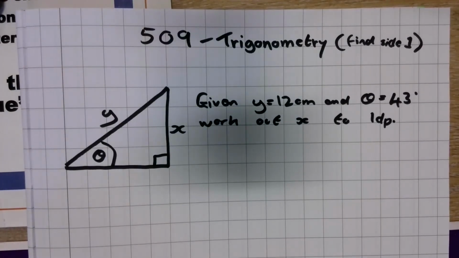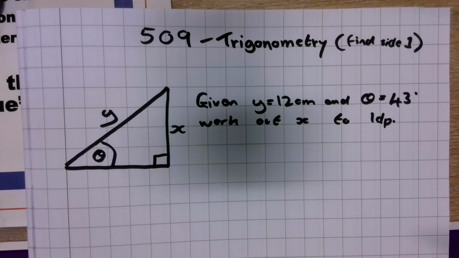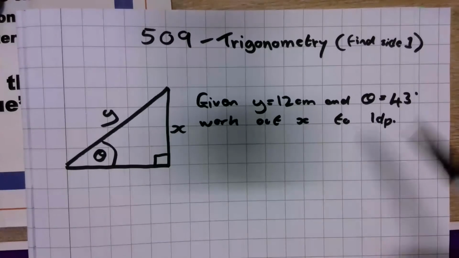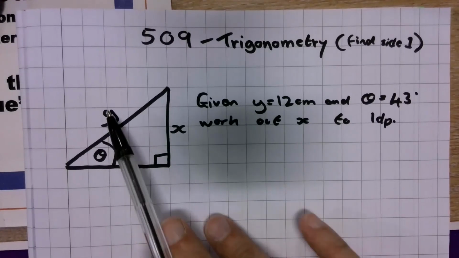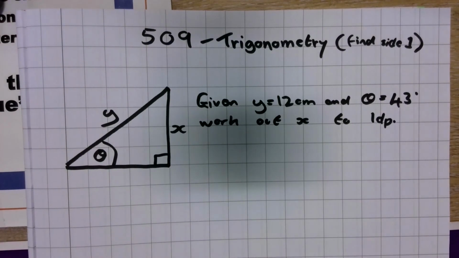So this builds on what we've been doing the last couple of things if you've been keeping up with the HegartyMaths. The first thing we did was labeling sides and remembering the ratios. Then yesterday we looked at using two known sides to figure out the missing angle. Today you're going to be given a side and an angle, and you have to figure out the other missing side.